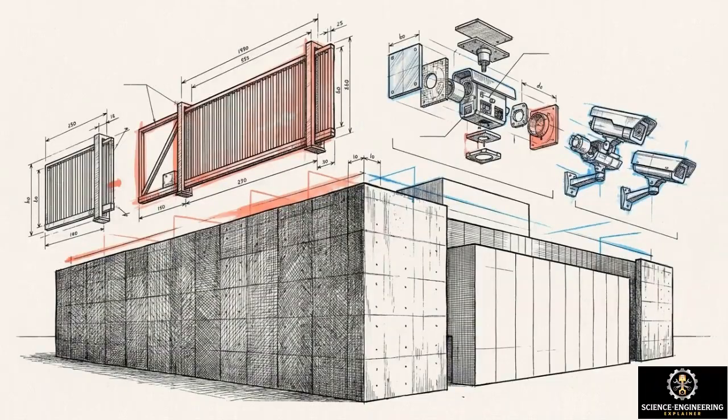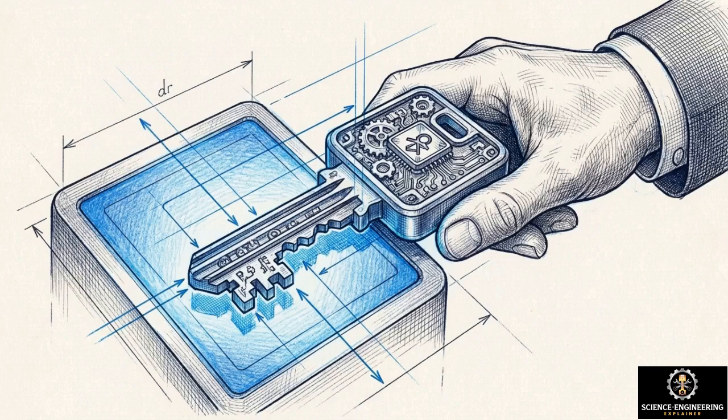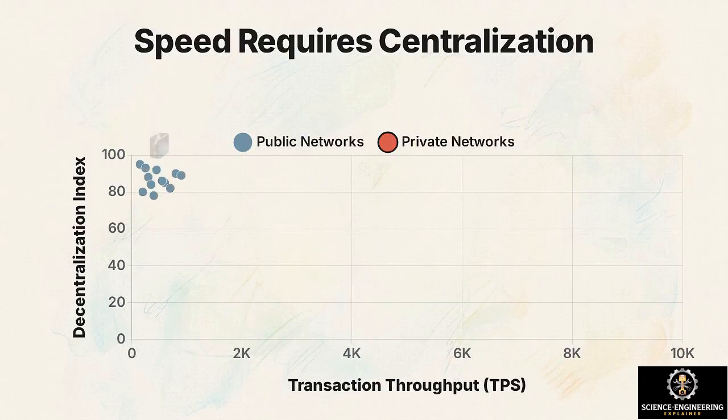Conversely, private and consortium blockchains restrict access. Only vetted, pre-approved organizations are granted the cryptographic keys required to operate a node and participate in the network. This graph plots a direct architectural trade-off.